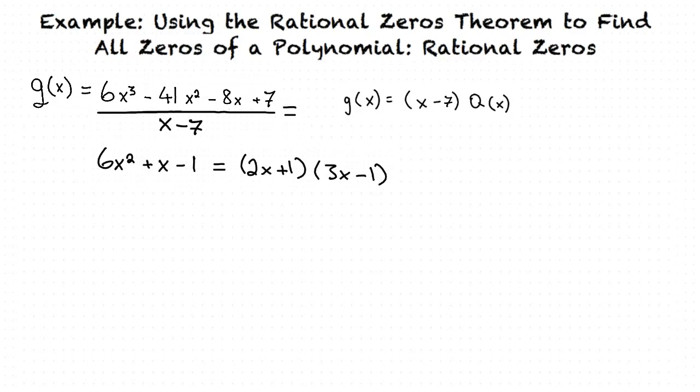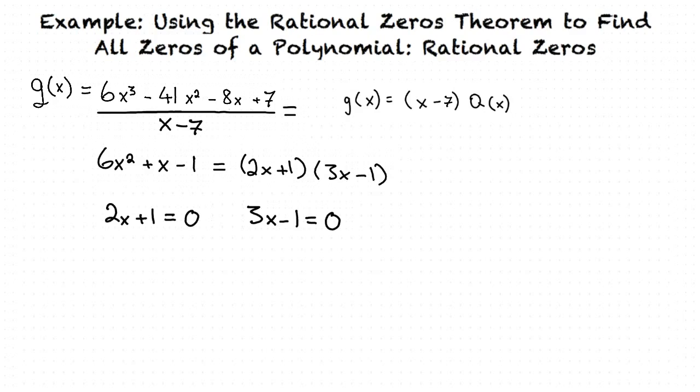If you need a refresher on factoring, I would recommend reviewing the topic Factoring Polynomials. From here, we can solve for x by setting each factor equal to 0 in this way. 2x plus 1 equals 0, and 3x minus 1 equals 0. We already have our first rational zero of 7 from our first factor telling us that x equals 7.